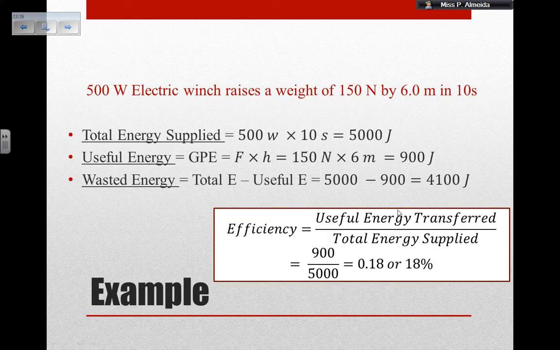So what I'm going to do is take the useful energy transferred, which is this, 900, and divide it by the total energy that I supplied, which is this, 5,000. So I do 900 over 5,000. That gives me 0.18, no units again, remember, or then I can say that is 18%. I personally prefer to see efficiency in percentage, but it's up to you, okay? So that means that my machine is only 18% efficient.